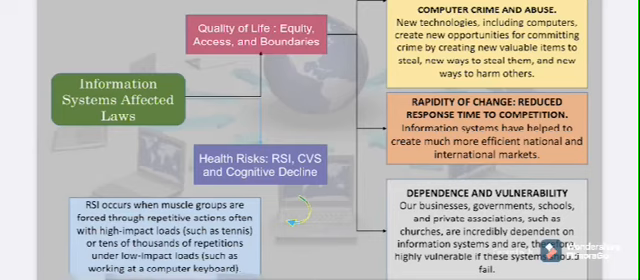The third one is dependence and vulnerability. Today, our businesses, governments, schools, and private associations such as churches are incredibly dependent on information systems and are therefore highly vulnerable if these systems should fail.